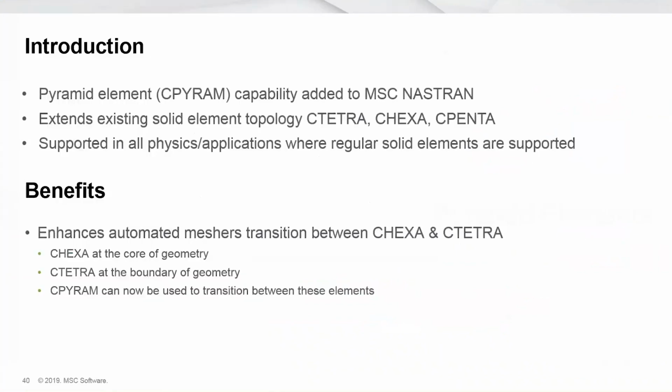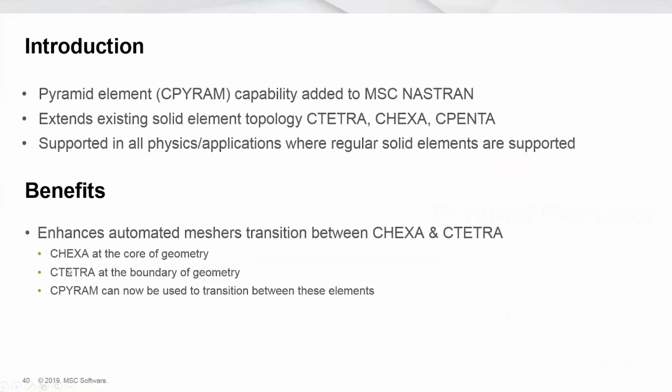Pyramid elements are now supported in all MSC Nastran solutions where regular solid elements are supported. So it extends our solid element topology from tetras, hexas, and pentas to now the pyramid elements as well. The benefit of having pyramid elements is that it enhances automated meshing. It will create pyramid elements as a transition between the hexa elements and the tetra elements, where hexas are normally the core of the geometry and tetras are the boundary.